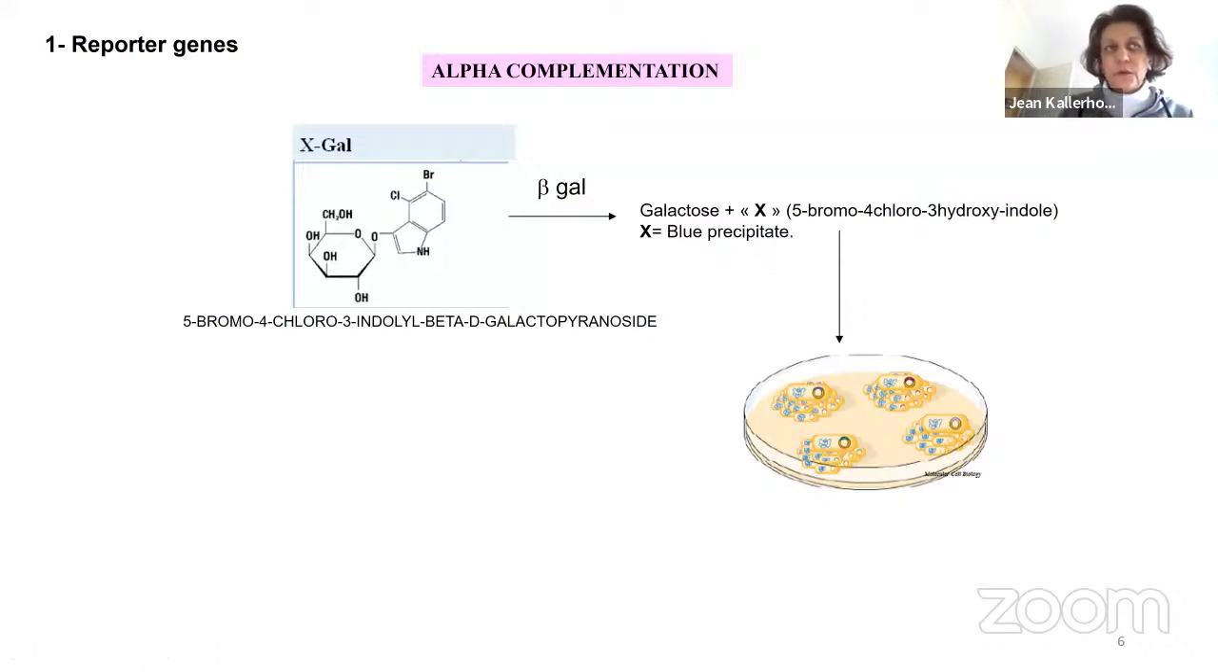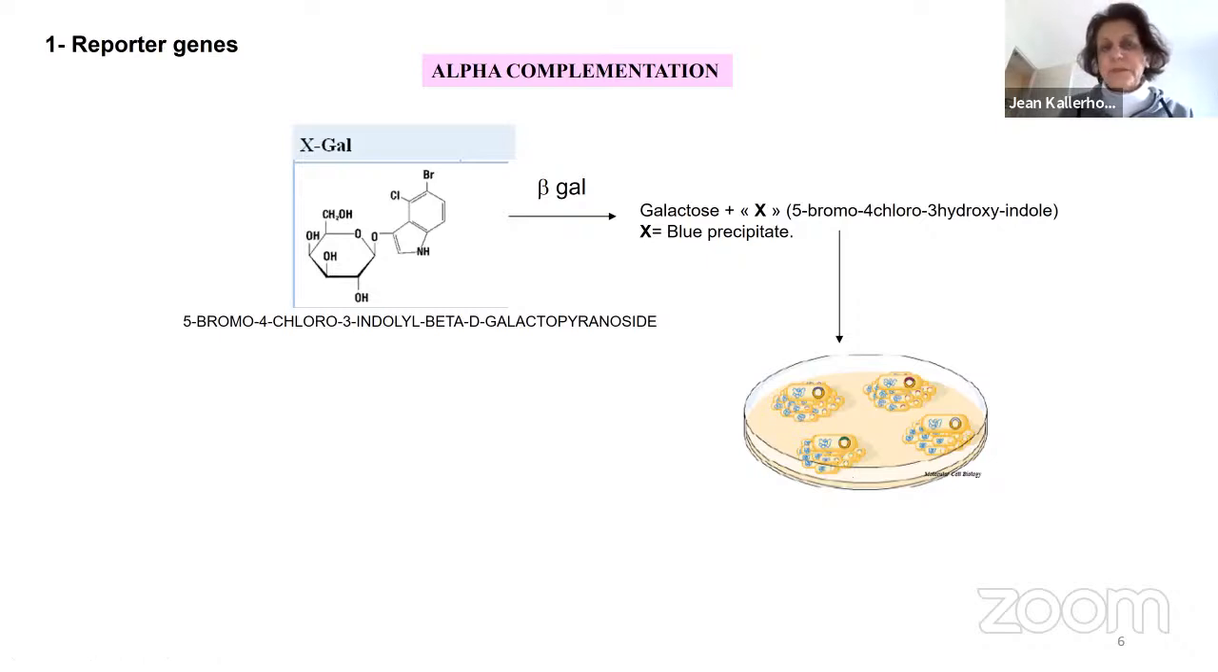So therefore, the bacteria that are being cultivated with X-gal will convert it to X, and X will be blue. So therefore, the colonies will become blue. Okay?